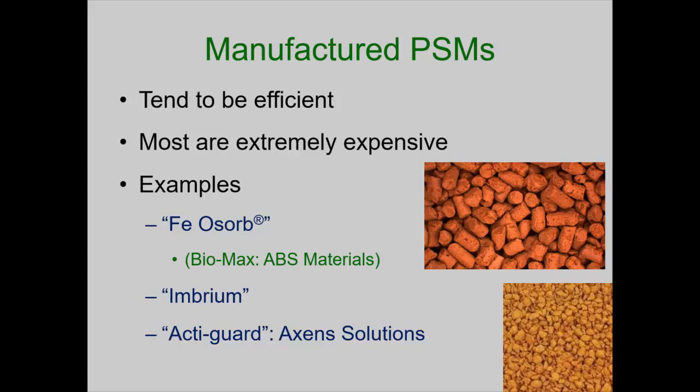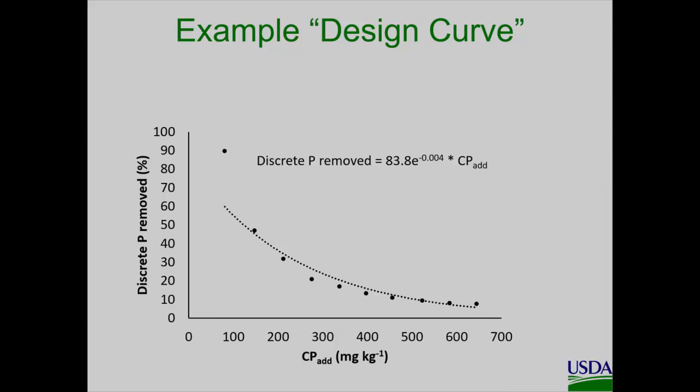I'll give you some examples. This one's in Ohio, FeOzorb made by Biomax. ABS, it's called Biomax, made by ABS Materials. Imbrium, Actigard. There's another one. There's one in Ohio called Metamateria, Iron Sponge. Most of them are cost prohibitive. Some of them are less expensive, and they might be doable. We're testing some of those in the field with regard to economics.